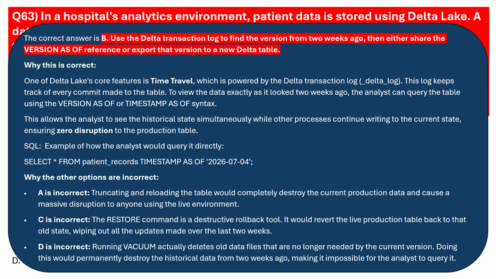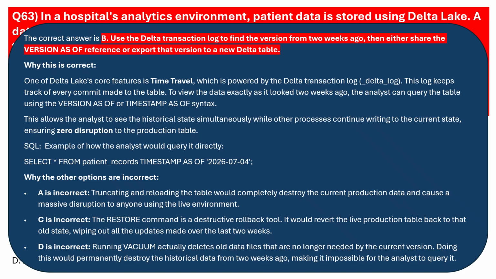This allows the analyst to see the historical state, while other processes continue writing to the current state, ensuring zero disruption to the production table. SQL example of how the analyst would query it directly: SELECT * FROM patient_records TIMESTAMP AS OF July 4th, 2026.